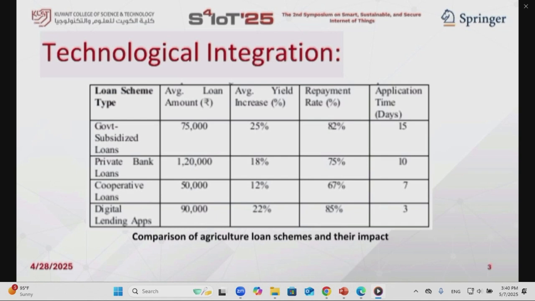Like this, there are the private bank loans, where the amount given was 1,20,000 with an increase in yield of 18 percent, a repayment rate of 75 percent and an application time of 10 days. Next, we have another two loan systems, which are cooperative loans and digital lending apps. This was the comparison of agriculture loan schemes and their impacts.